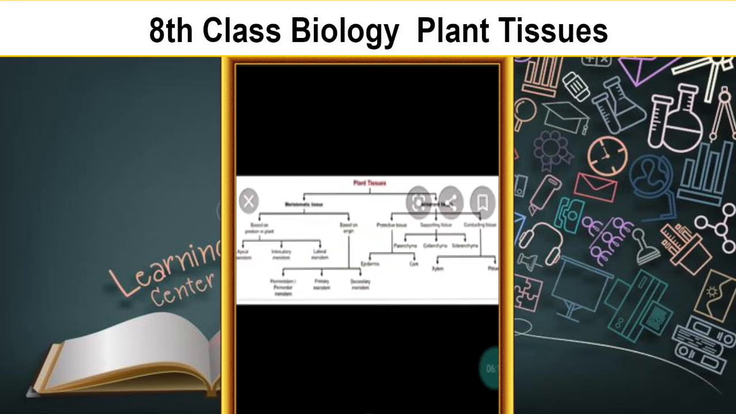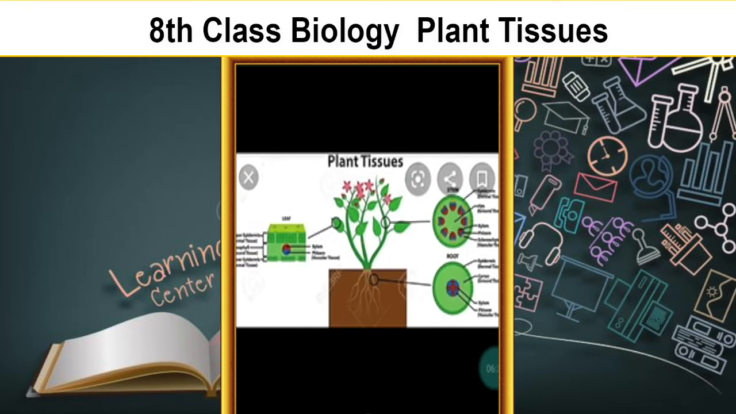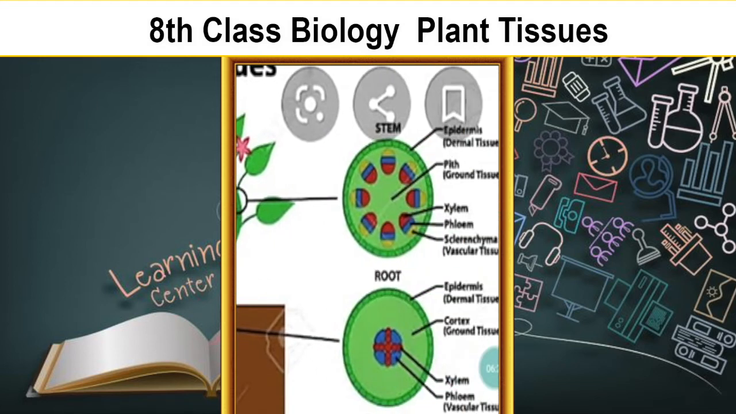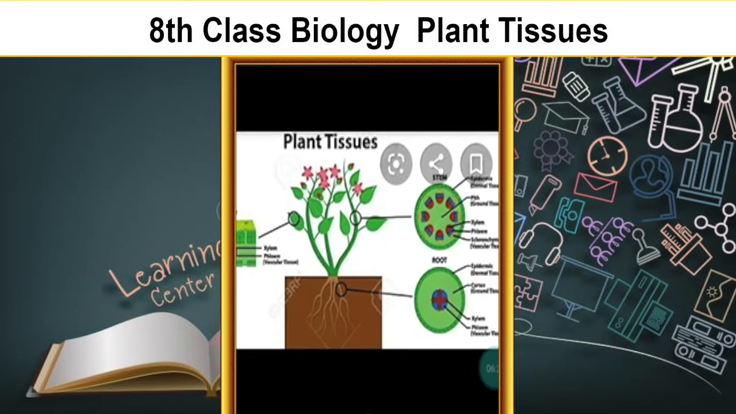Let us see the introduction to plant tissue. It is a well-known fact that all living organisms are made up of cells. Everybody knows that. Every living organism is made up of cells, whether unicellular or multicellular. Each and every living organism is made up of cells. It is a well-known fact, everybody knows that.